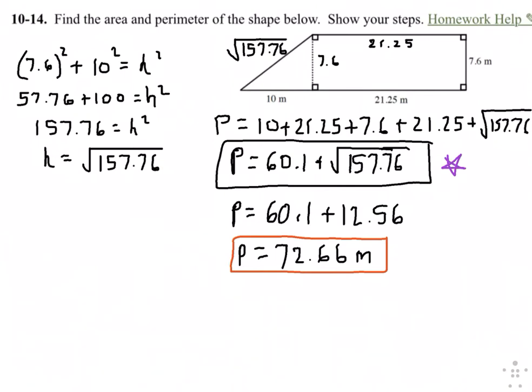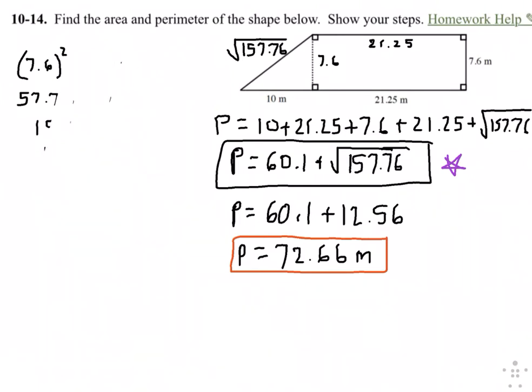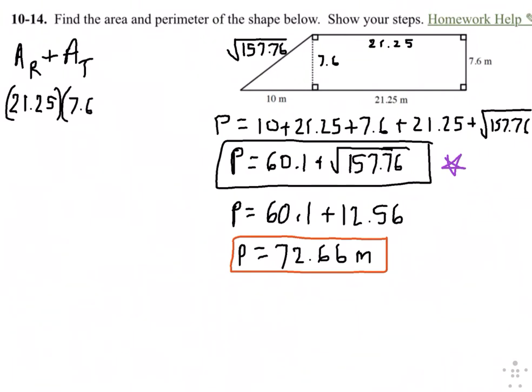Okay, now let me erase this over here because we found the perimeter, right? Now we have to find the area. So the area is composed of the rectangle, right? There's the area of the rectangle, plus the area of the triangle, right? So the rectangle is 21.25 times 7.6, right? Length times width.